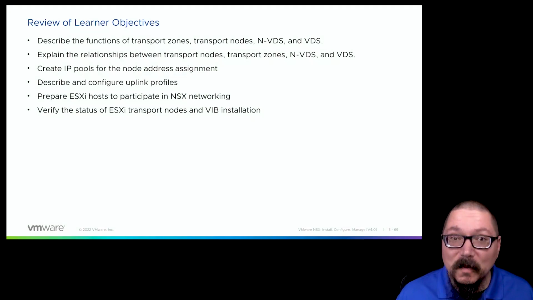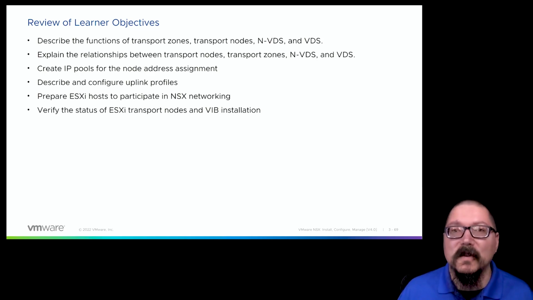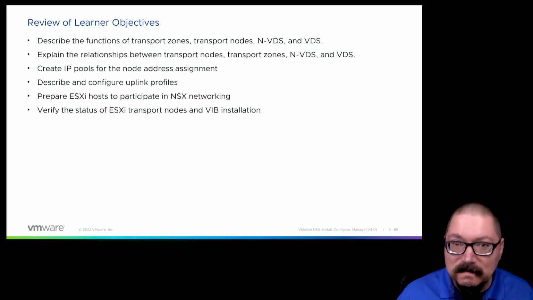Okay. We built out our transport nodes. You should have 2 ESXi hosts in your compute cluster that are all prepared and ready to go. What did we do? We talked about everything that culminated in us building those transport nodes. We talked about our transport nodes and zones and our VDSs and NVDSs. We talked about IP pools. We built them in the lab. We talked about how to prepare those ESXi hosts. We talked about our VIBs and the installation. We talked about that whole process over the last couple of videos. And so that wraps this one up.